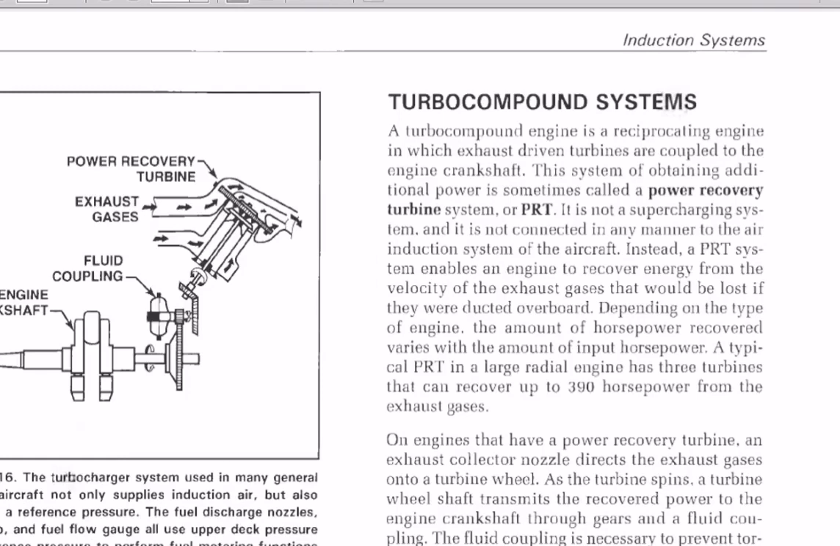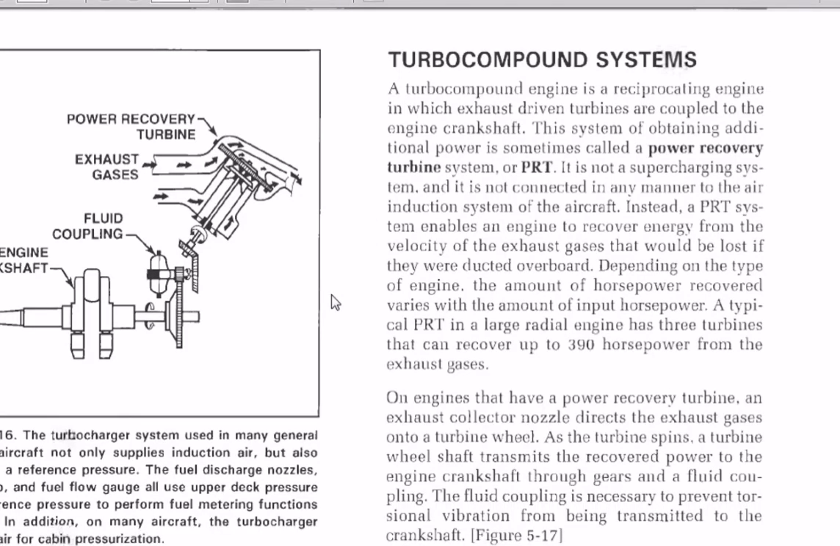Tetapi as you know, radial engine tu ada 18 cylinder. It is a very big engine with a lot of exhaust coming out. And as you know already, we are wasting 45% of the total energy from combustion through exhaust, which is very wasteful. So radial engine biasanya dia akan pasang juga turbine. Dia akan pasang macam turbocharger lah, tapi turbocharger is turbine driving compressor.